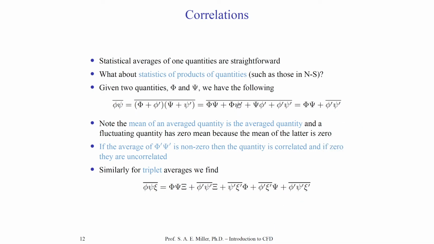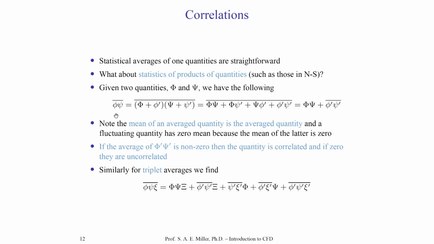We're going to use it because it eliminates two and three terms in the equations. So the mean of an average quantity is the average quantity, and a fluctuating quantity has zero mean because, of course, the mean of the value is zero. Here I'm summarizing our finding. If the average of phi prime and psi prime is non-zero, then the quantities are correlated, and if zero, they are uncorrelated. I've just introduced a new concept of correlations, which we'll look at later. But basically, a correlation dictates how related these two particular quantities are with each other. If the average of these two quantities is zero, then they are uncorrelated. They have nothing to do with each other. That is, they're completely uncorrelated. Their correlation would be zero.